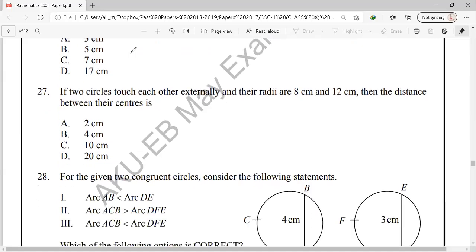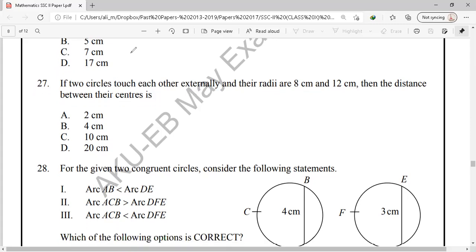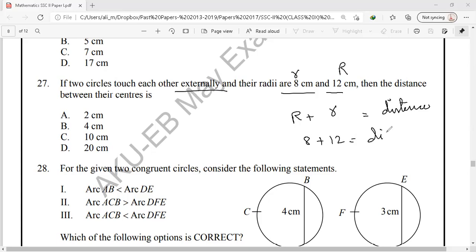Let's see question number 27. In question number 27, two circles touch each other externally and their radii are 8 centimeter and 12 centimeters, so we have to find the distance between their centers. This is again the same type of question that we solved above, question 26. So again the same concept is applied. Two circles that are touching externally, and let's say these radii are R and small r. As I have stated earlier, the distance between their centers is equal to the sum of radii, R plus r. So 8 plus 12 would be equal to the distance between their centers. So the correct option in question number 27 is option B, that is 20 centimeters.